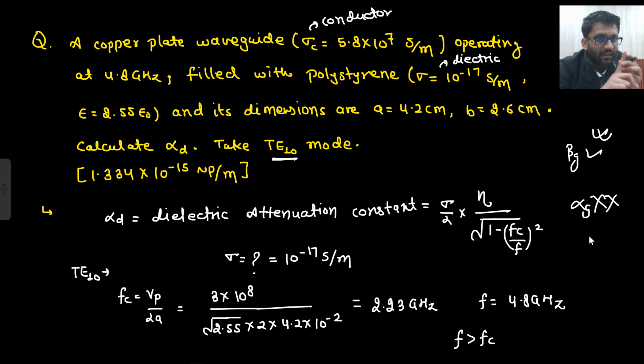There are two kinds of alpha: alpha because of the dielectric, and alpha because of the conductor. And these two will come into action when the wave propagates. If the wave is propagating, then these are coming into action. Are you getting this point or not?